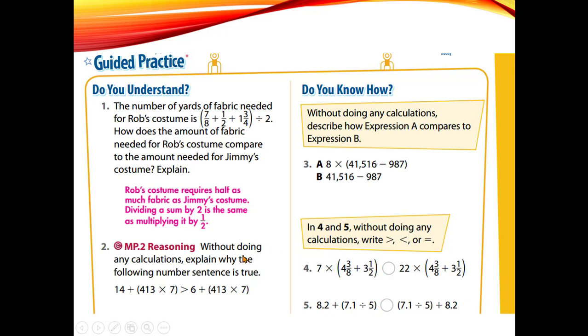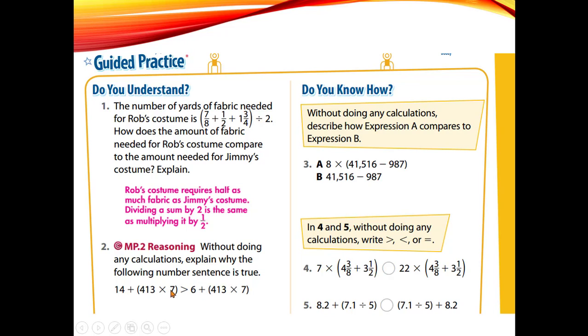Okay, next one. Without doing any calculations, explain why the following number sentence is true. Without finding out the answers, here 14 plus 413 times 7 is greater than 6 plus 413 times 7. First of all, you have to interpret the similarity. Where are the similar parts? 413 times 7 and 413 times 7, okay? But now the difference is this is 14 plus and this is 6 plus. So when we add 14 to something, for sure it's greater than adding 6 to the same thing.